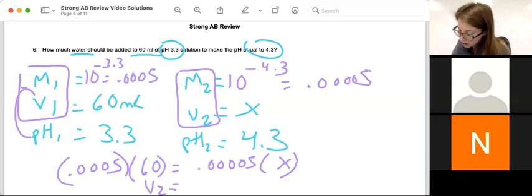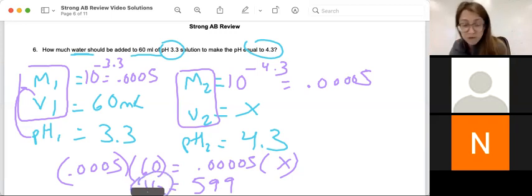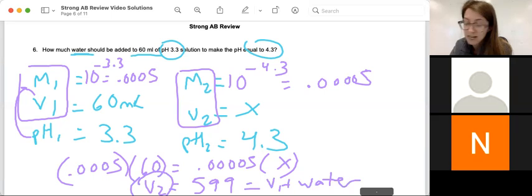I'm going to go ahead and just say 599. I rounded it. That is my V2. If you got that and you thought you're wrong, you're not wrong. You're just not done. Remember that V2 represents the volume after we dilute it. It represents whatever we started with and the water that we added in order to dilute it.